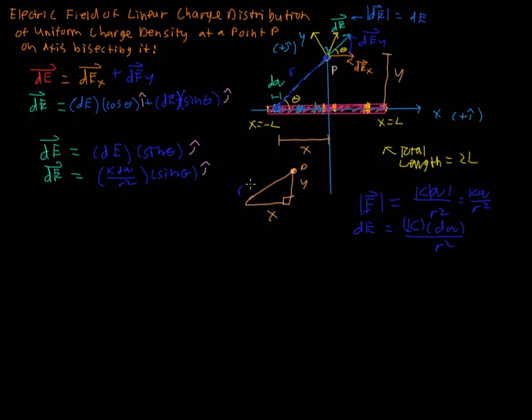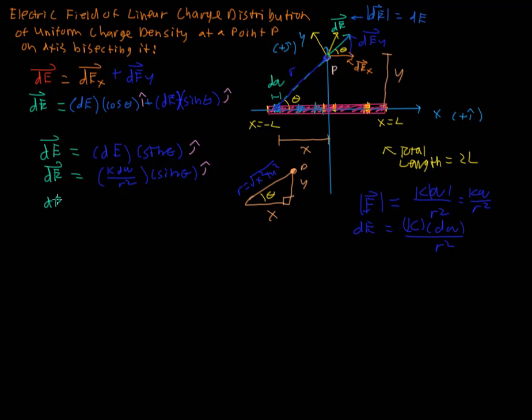So what is r? Well, by the Pythagorean theorem, it's going to be x squared plus y squared, right? c squared equals a squared plus b squared. So then you take the square root of both sides. c equals the square root of a squared plus b squared, which is just a is x and b is y here, right? And our angle theta is right here. So we can rewrite the sine theta as just being y over r, right?